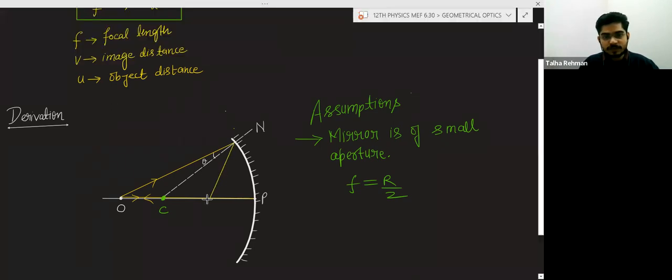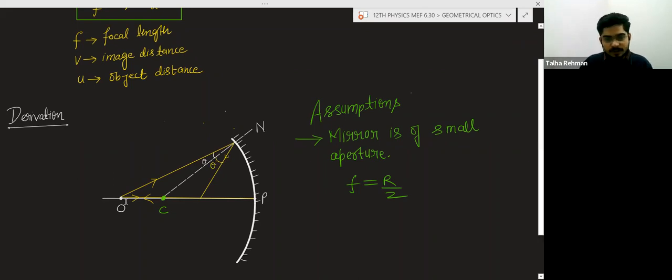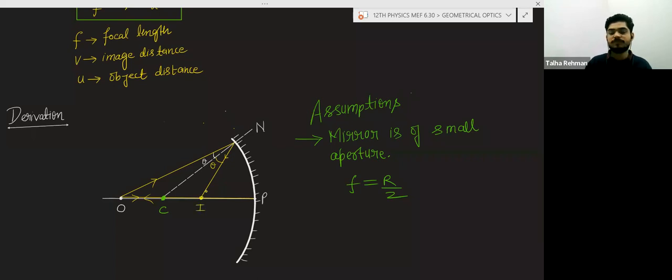So after reflection, suppose this ray is going like this, and this angle will be theta. Why? Because this is the angle of incidence and this is the angle of reflection. And now you can see there is one reflected ray. This reflected ray is coming in this direction, and this other reflected ray is coming in this direction. Both these rays will meet at this point. So here the image will form.